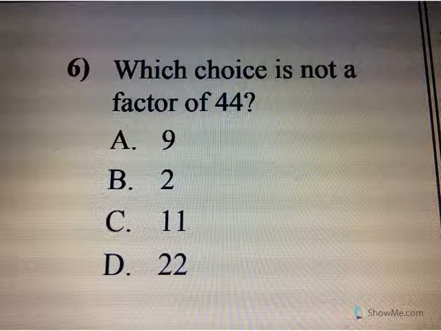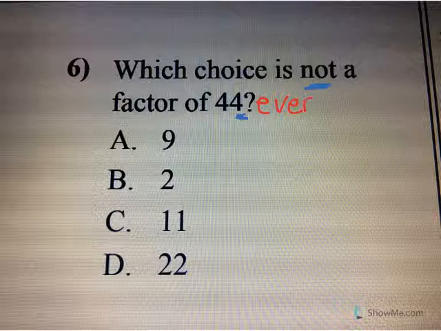Let's look at a different kind of question. This question says which choice is not a factor of 44. So let's look through this. I notice that I have a 4 in the ones place. A 4 is what kind of number? Correct. It is an even number. If it is an even number, alright, I know 2 will work.